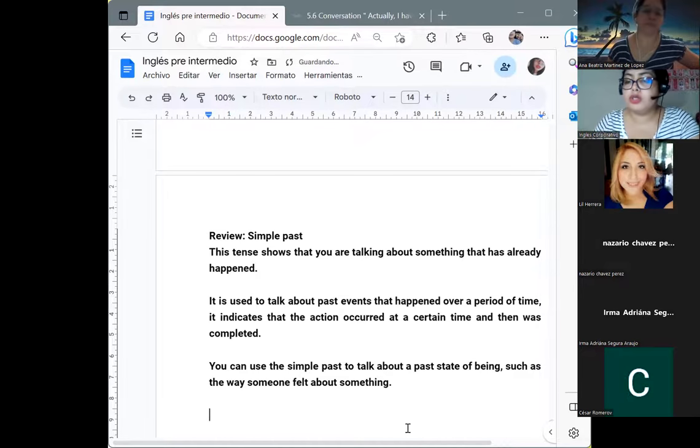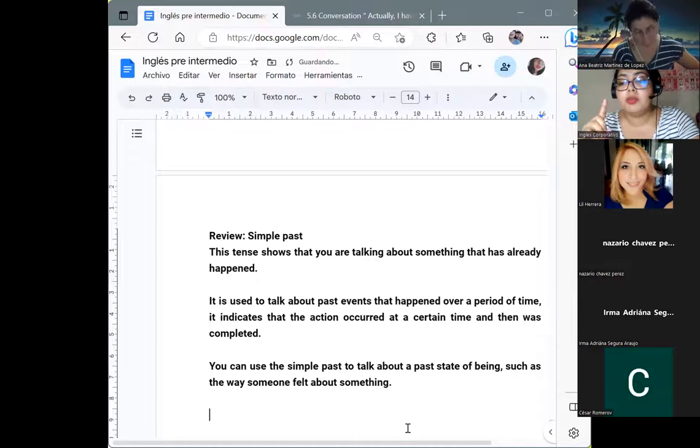But in this case, it's just to make the difference between the present perfect and the simple past. Because in this case, you are just going to talk about situations in the past, activities that you have completed, and also feelings. That is the two things that you need to remember. Actions that happened in the past and feelings, how you felt in that situation.